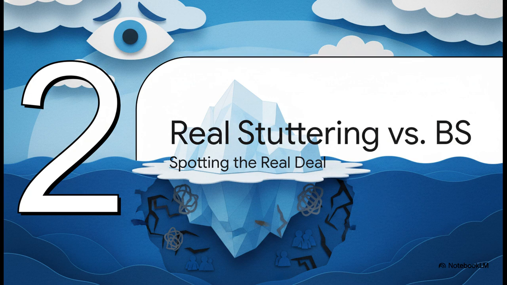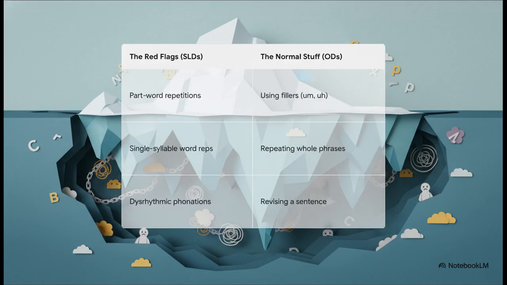All right, so once the imposters are out of the picture, we get to the main event. How do you separate a real clinical stutter from the everyday slip-ups that every single one of us has when we talk? This is where the real detective work starts. And this right here is the key. Clinicians basically split these speech screw-ups into two buckets.